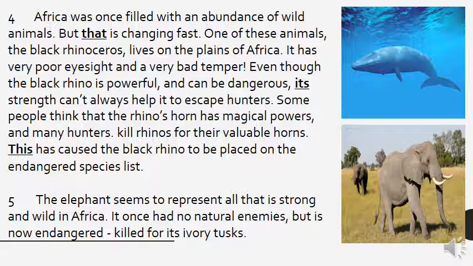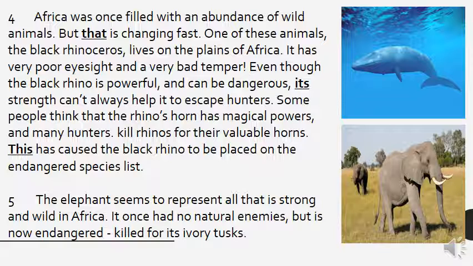It has very poor eyesight and a very bad temper. This animal has some features. Some of these features is that it has a very poor eyesight. He cannot see well, and he has a very bad temper. It means he gets annoyed and angry quickly.